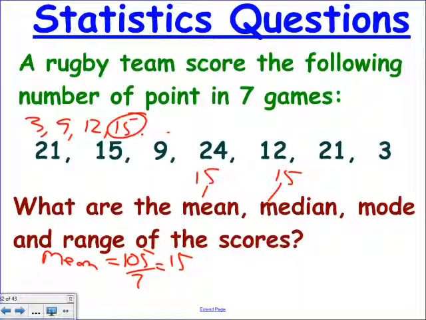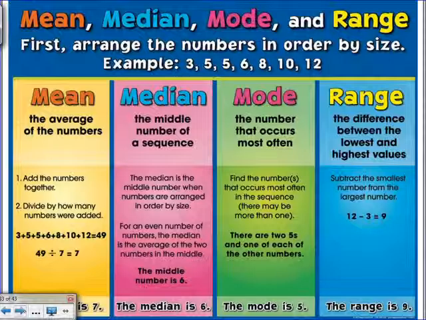What's the mode? 21. Got 1, 2 21s, so the mode is 21. What's the range of the data? 21 again. Range is 21. Okay, nice straightforward calculations on a simple set of data. I'm not saying you won't get it, but if you do, then it'll be nice and easy.